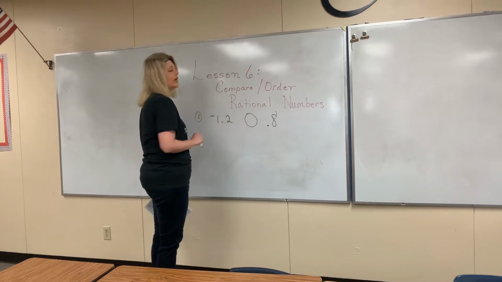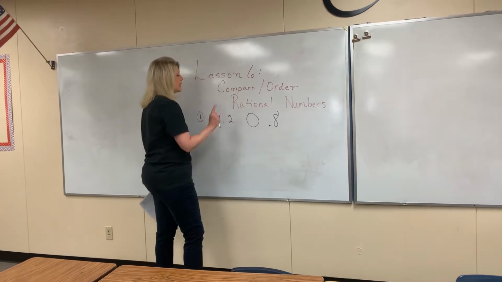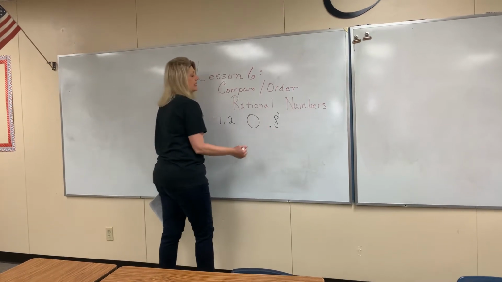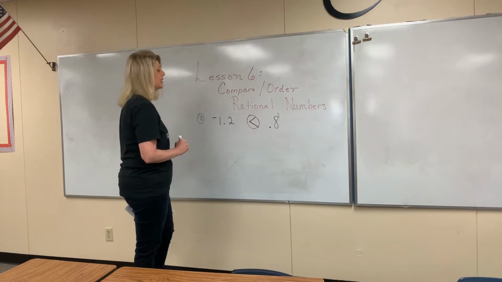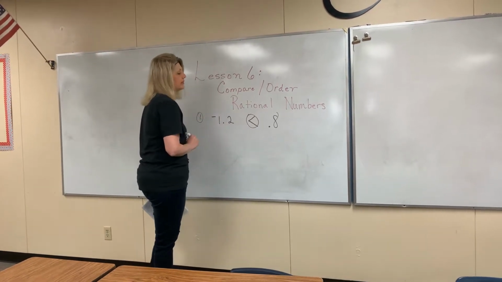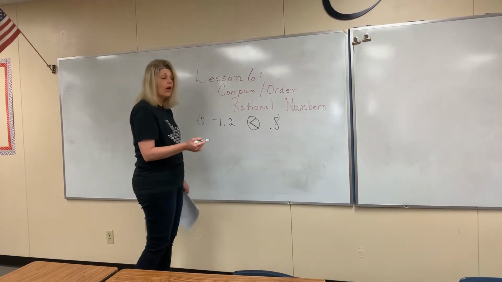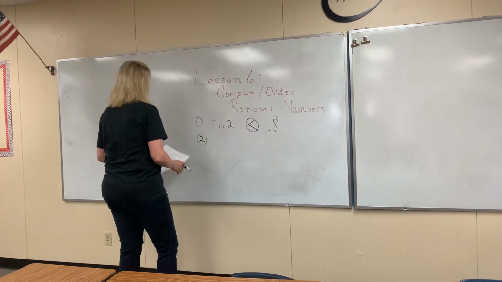So if you look at this example, you really don't have to put this one on a number line. Because due to the fact that they're both decimals, and this one's negative and this one's positive, you automatically should know that 0.8 or 8/10 is going to be larger than a negative 1 2/10. Okay? So that one's pretty easy. Now, you know as we go along, we're going to get harder. All right, so let's take a look at number 2.